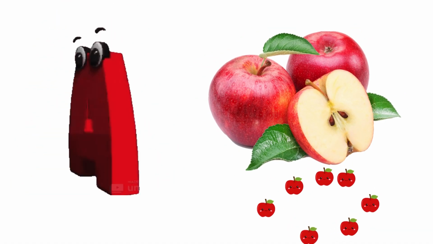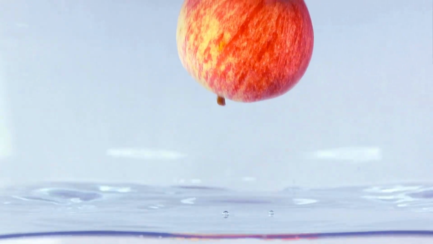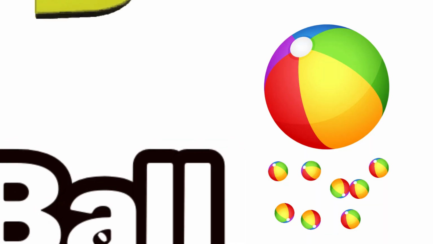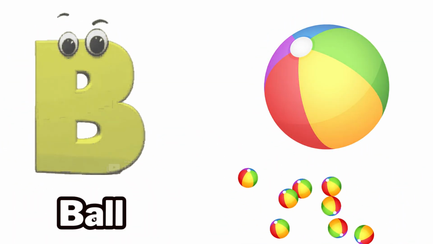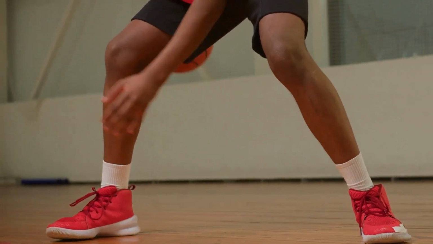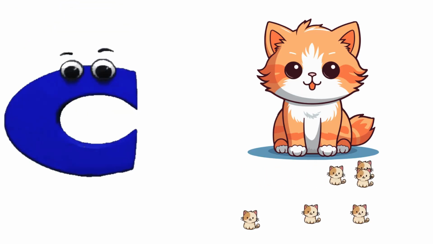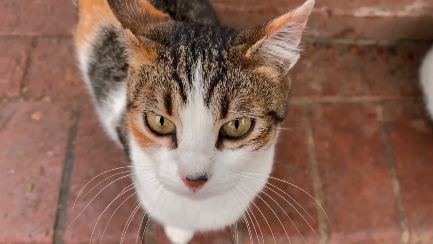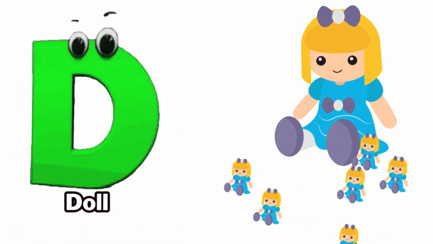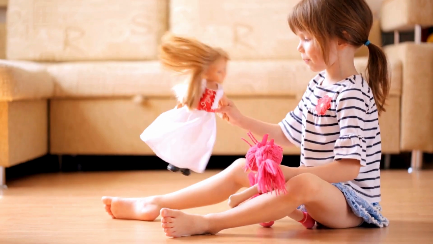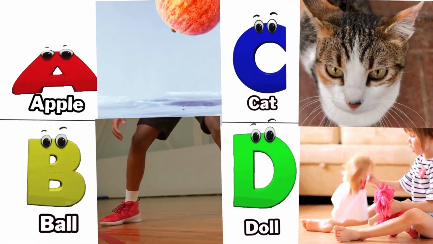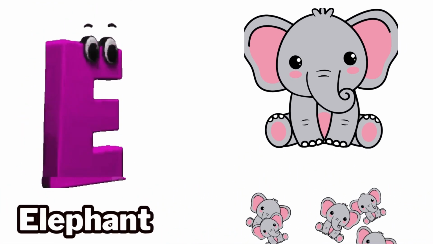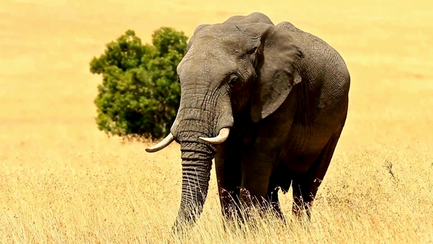A is for apple, apple. B is for ball, ball. C is for cat, cat. D is for doll, doll. E is for elephant, elephant.